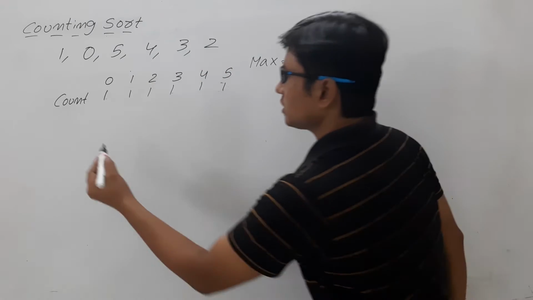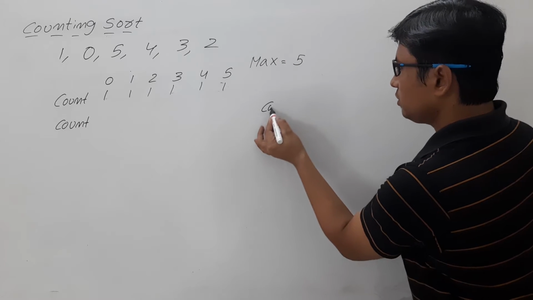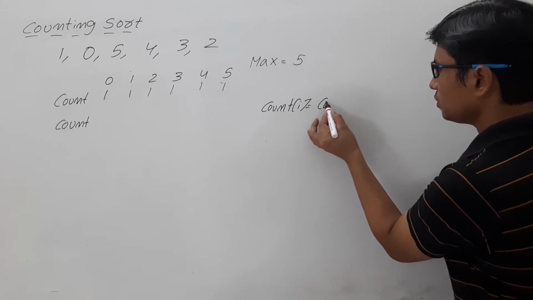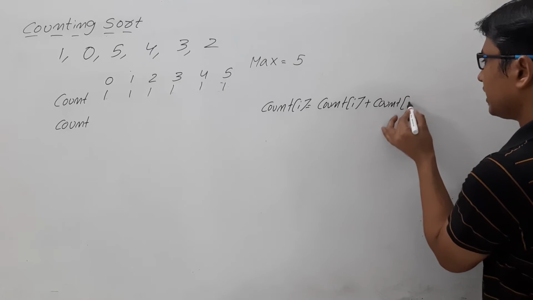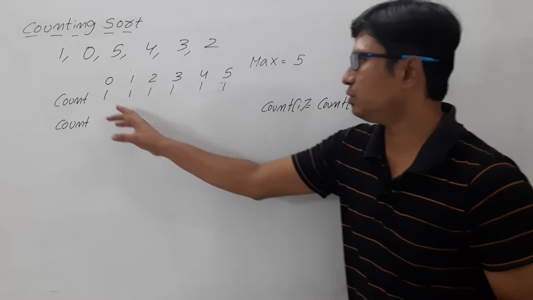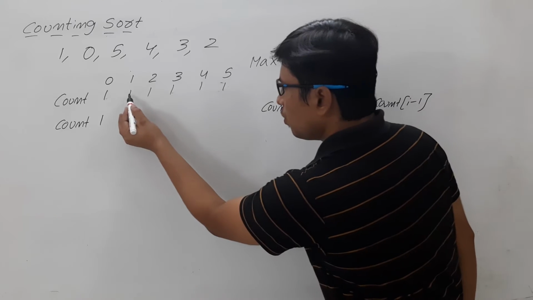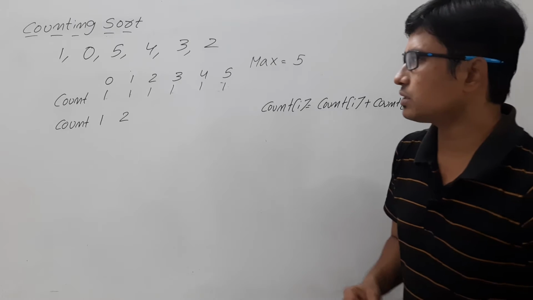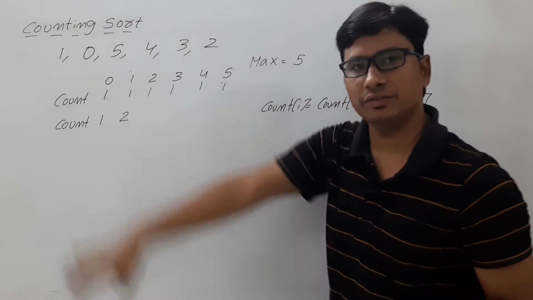Once you have this, the next step is that the current value of the count is equal to the previous value plus the current value. So count of i is equal to count of i plus count of i minus 1. For the first element, the previous value is not there, so it will be 1. Now 1 and the previous value is 1, so it will be updated as 2. Are you able to understand? So count of i is equal to count of i plus count of i minus 1.